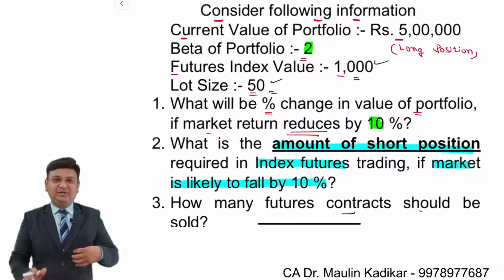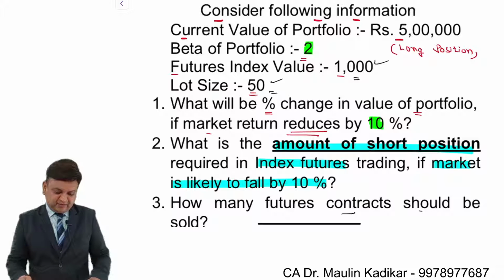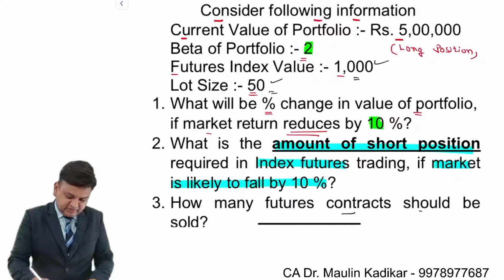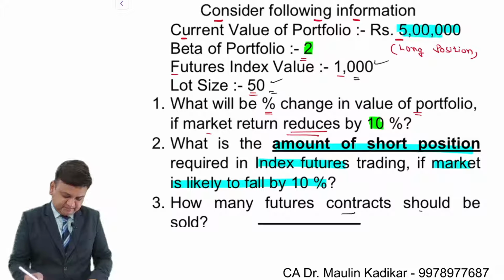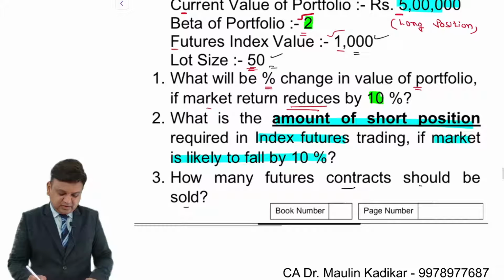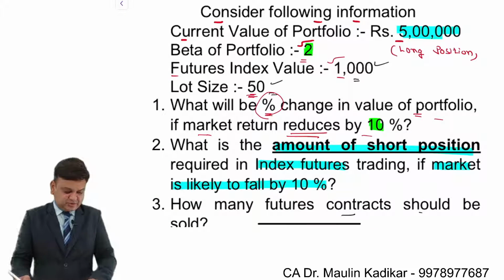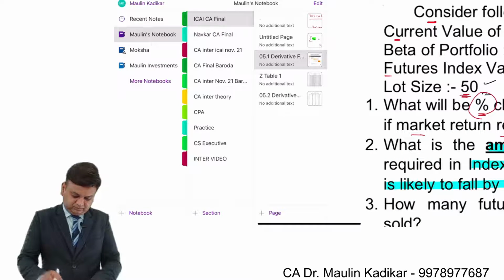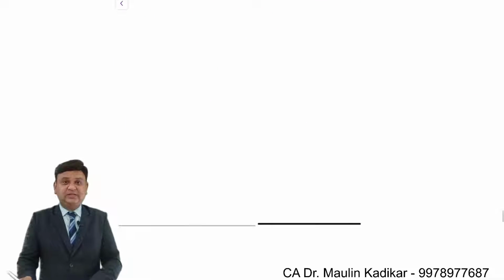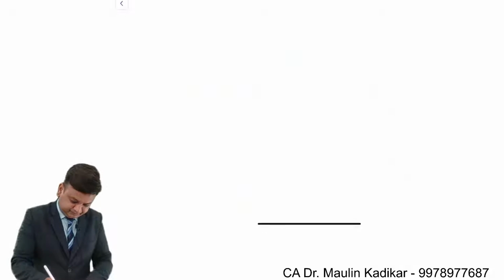So let us start with the numerical question. Consider the following information. Current value of the portfolio is rupees 5 lakhs. Beta of the portfolio is 2. Futures index value is 1000. Lot size is 50. What will be the percentage change in the value of the portfolio if the market return reduces by 10%? That is the first question. So please answer, that is, write down the answer for the first question.